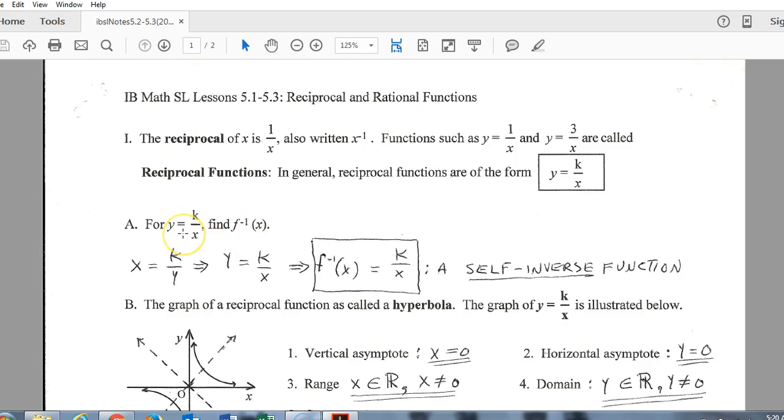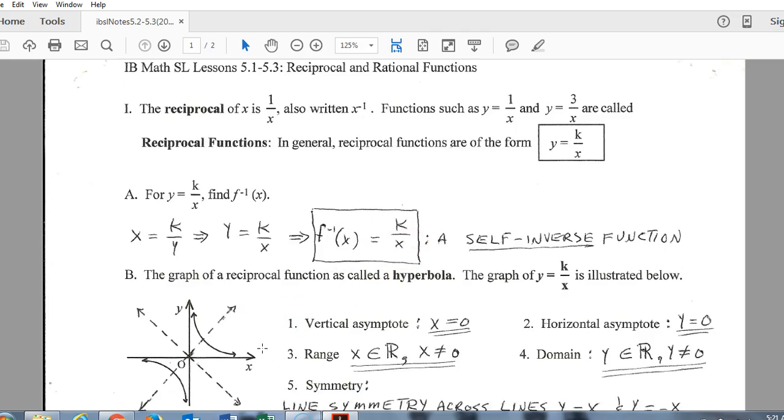Here's the general look of a rational function or a reciprocal function. If you were to do the inverse on this, remember, inverse is where you switch x and y. So you've got the x here now and the y here. Well, if you were to get y by itself, you get back to the original look. So this rational function look is actually an inverse of itself. You get the exact same result when you take the inverse.